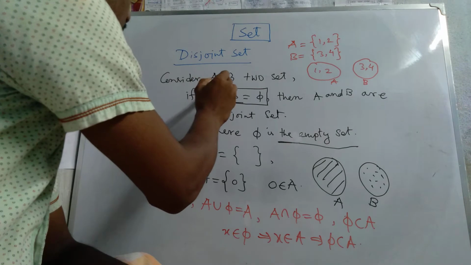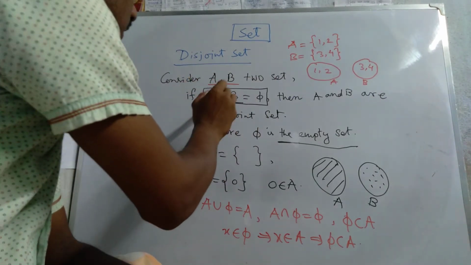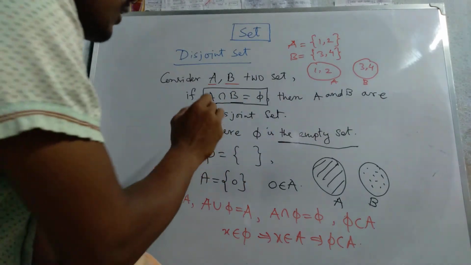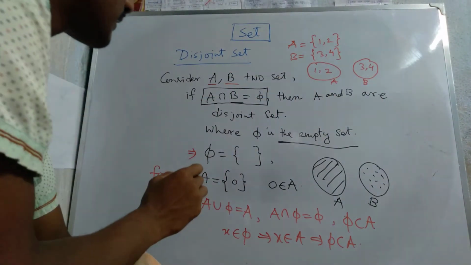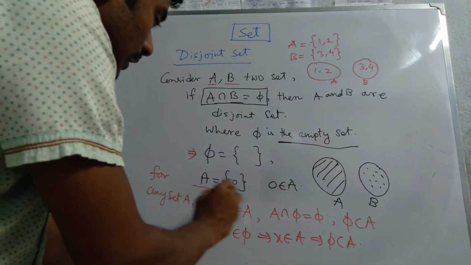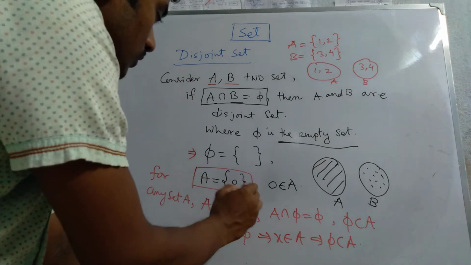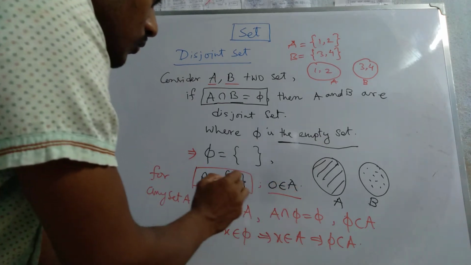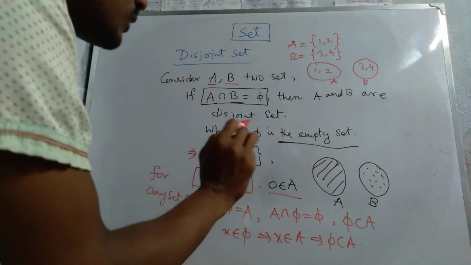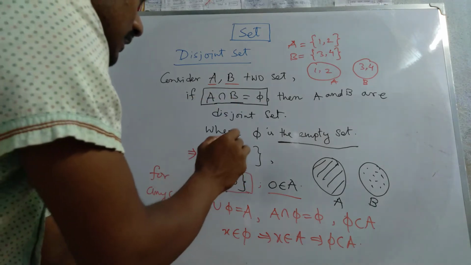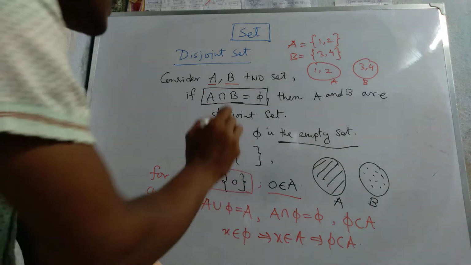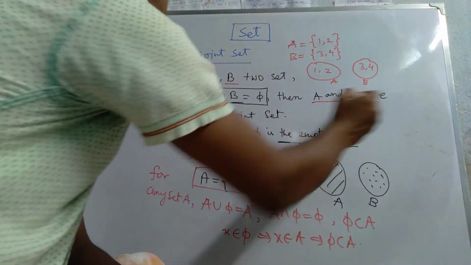Consider two sets A and B. If A intersection B equals phi, then A and B are disjoint sets, where phi is the empty set. Phi means it contains no element. If A equals {0}, that means 0 belongs to this set, a one-point or one-element set. But phi contains no element. If A intersection B equals the empty set, then A and B are called disjoint sets.